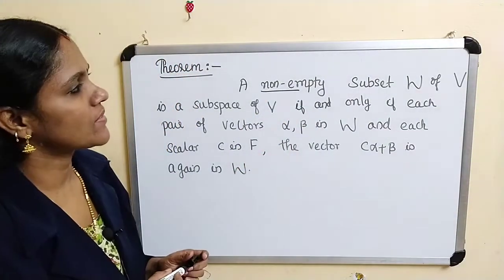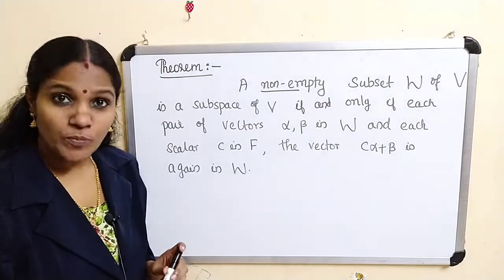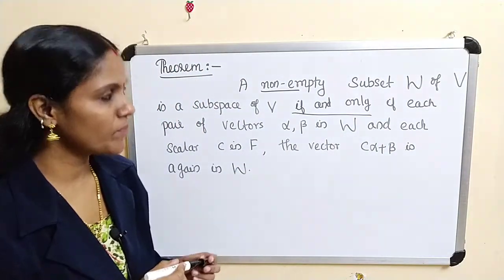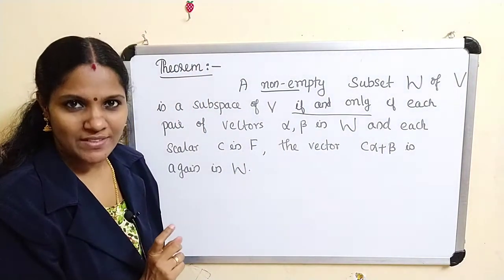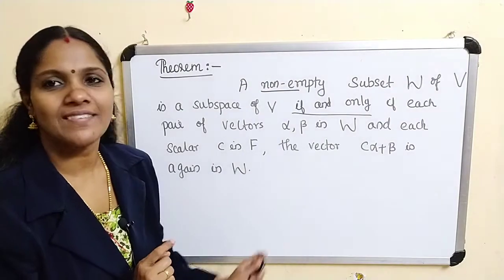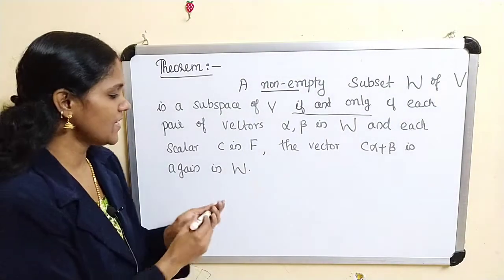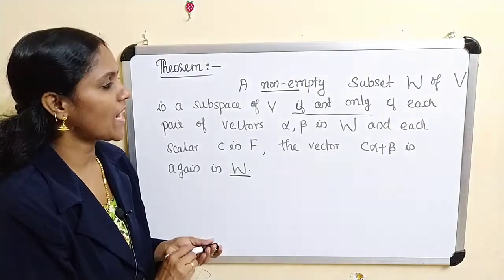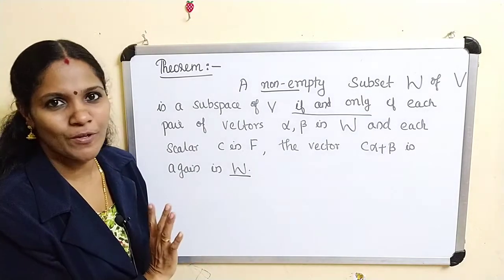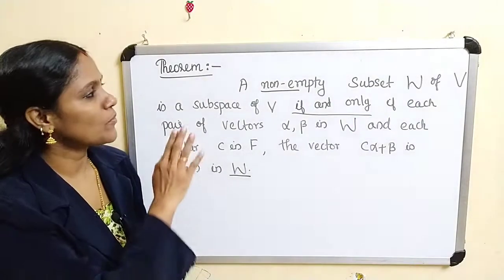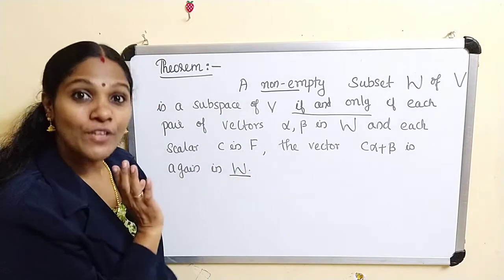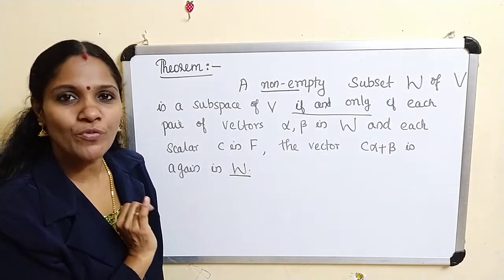A non-empty subset W of V is a subspace of V if and only if, which means that is a necessary and sufficient condition, for each pair of vectors alpha, beta in W and each scalar C in F, the vector C alpha plus beta is again in W. If you take alpha, beta in W and C belongs to F, then C alpha plus beta must be in W. So the first part is, we suppose that W is a non-empty subset and W satisfies this condition, and we have to prove W is a subspace of V.